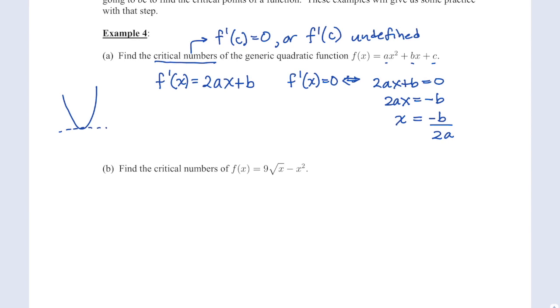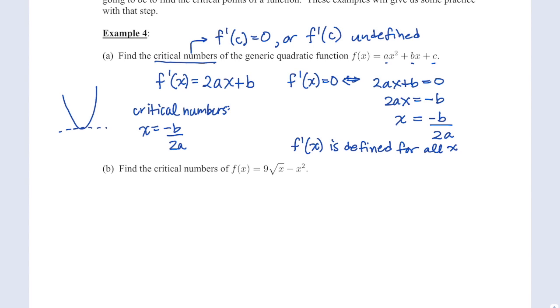So that's one critical number, and we can see f prime of x is always defined. I can put any x value in, and I can evaluate 2ax plus b. So f prime of x is defined for all x. So the only critical number for this function is x equals opposite of b over 2a, or you can write c equals opposite of b over 2a, but it's the x coordinates that we're focusing on here. So just one critical number, and it corresponds to where we know the vertex would be.